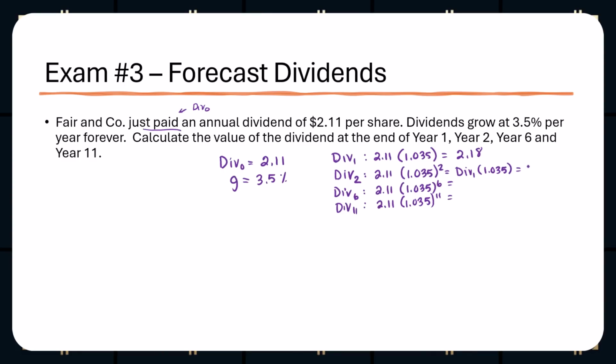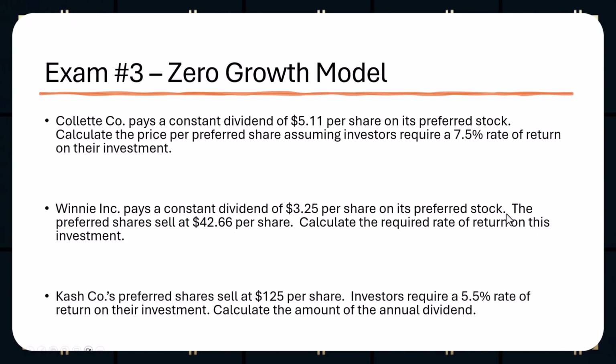Okay, so we found that the dividend 1 year from now is $2.18. We found that the dividend at the end of year 2 is $2.26. The dividend at the end of year 6 was $2.59. And last but not least, the dividend at the end of year 11 was $3.08.